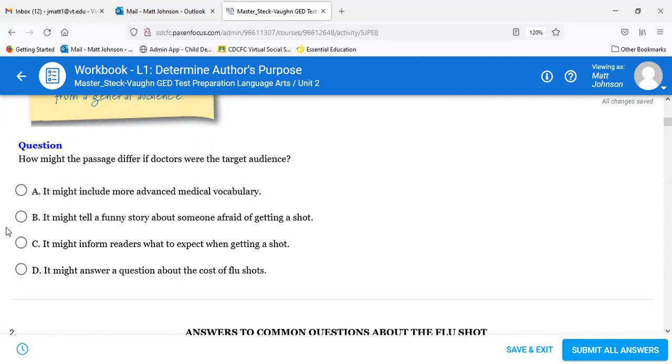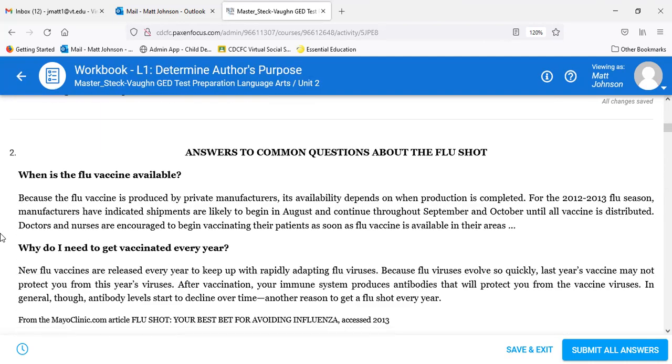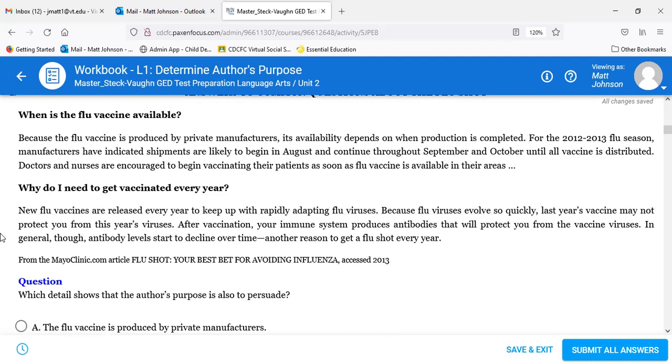A, is it A? It is A, yeah. It might include more advanced medical vocabulary, right? If you're talking to a specific audience, you get more technical. So A for number 1. And then here.